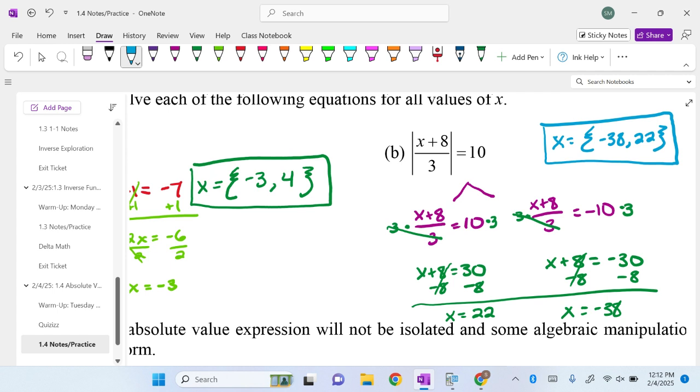What are you talking about? Like negative 30 and negative 8. I thought that would make a positive. We're subtracting the 8 from a negative 30.